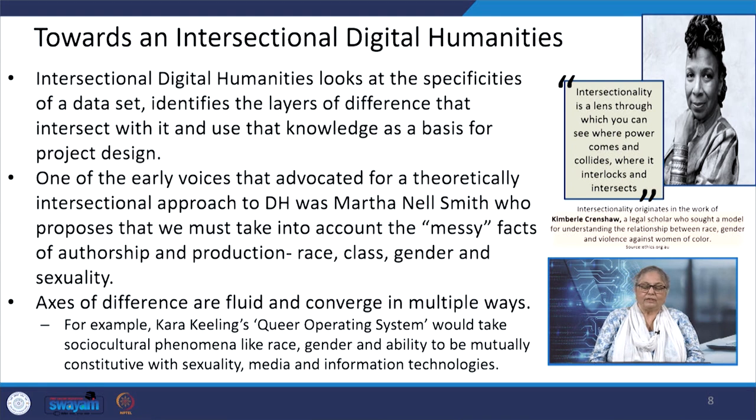One of the early voices that advocated for a theoretically intersectional approach to DH was Martha Nell Smith, who proposes that we must take into account the messy facts of authorship and production in terms of race, class, gender, and sexuality. Areas of difference, as we know, are fluid and converge in multiple ways.